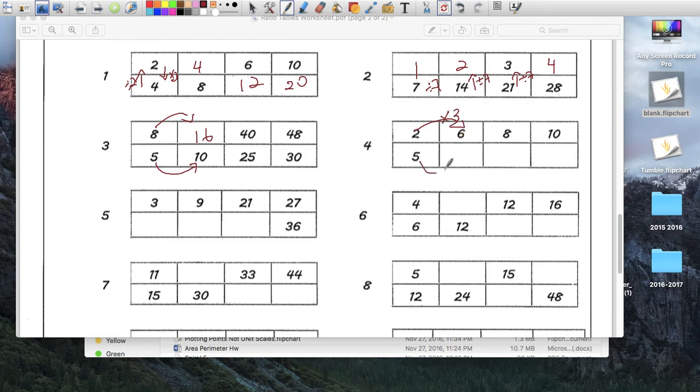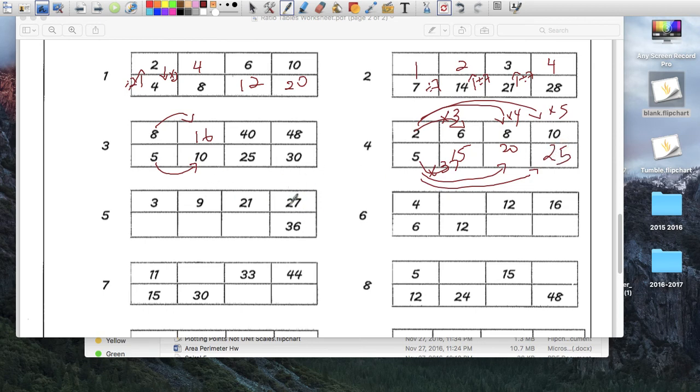Times 3. So the 5, what are we going to do here? Times 3, which gives you 15. How did 2 become an 8? Times 4. So I'm going to do times 4 here, 20. How did the 2 become a 10 over there? Times 5. So at the bottom it's going to be times 5, which gives you 25.